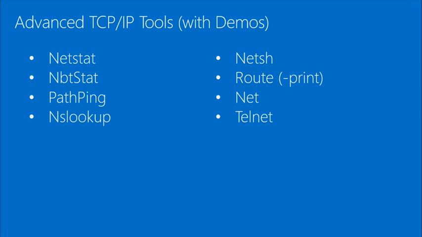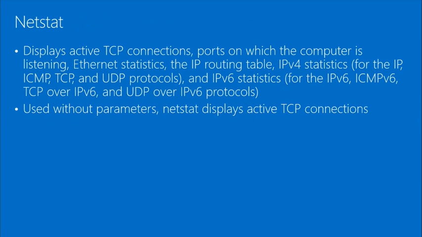Some of our advanced tools include netstat, nbtstat, PathPing, NSLookup, netsh, route with the -print option, net, and telnet. So netstat. This displays active TCP connections, ports on which the computer is listening, Ethernet statistics, the routing table, statistics for IPv4 and IPv6. Used without parameters, netstat displays active TCP connections.